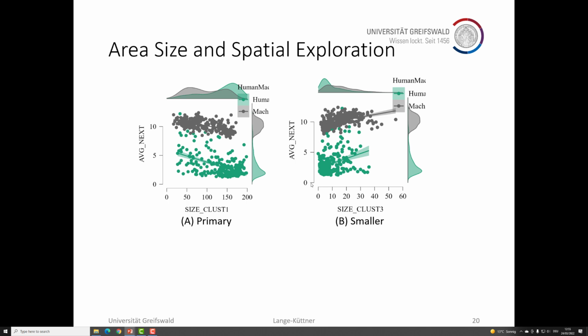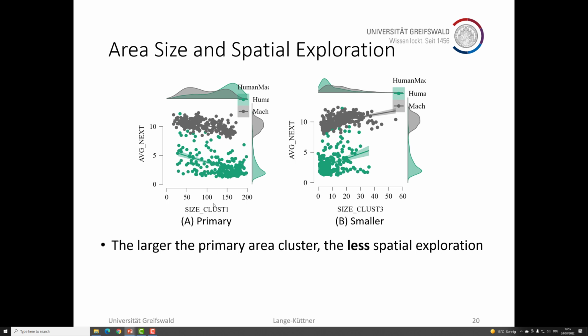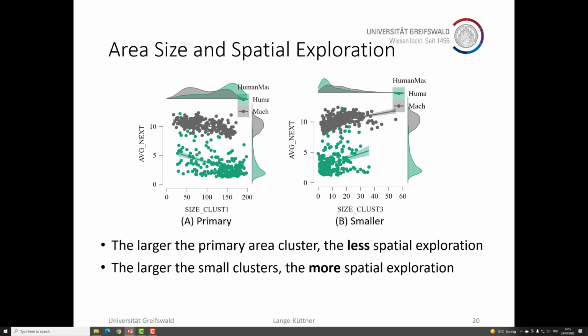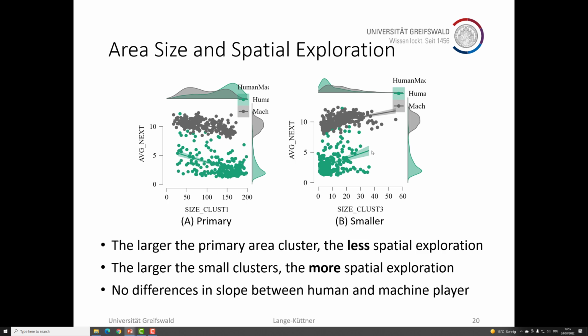So now let's have a look at the visualization. The first visualization is again the spatial exploration. We can see here again the size of the cluster going up to 200 for the primary area and up to 60 for cluster 3. And here the slopes are clear. The larger the primary area, the less spatial exploration. But the larger the small clusters, the more spatial exploration. So there were no differences in slope between the human and the machine player.